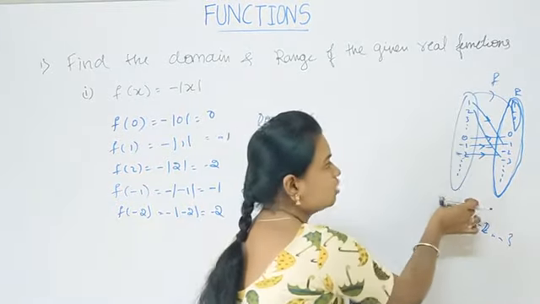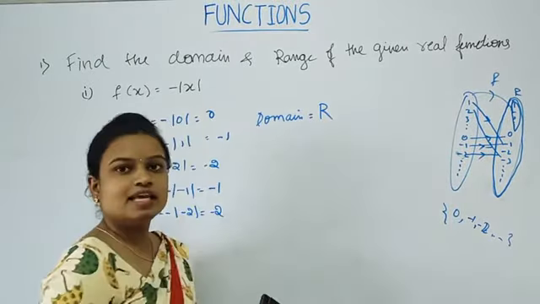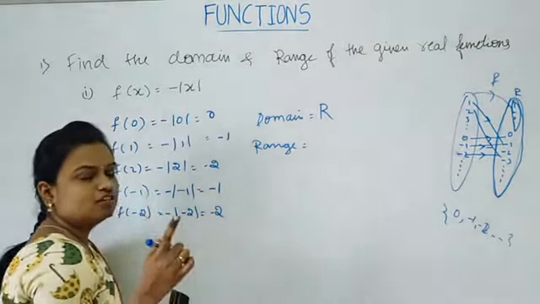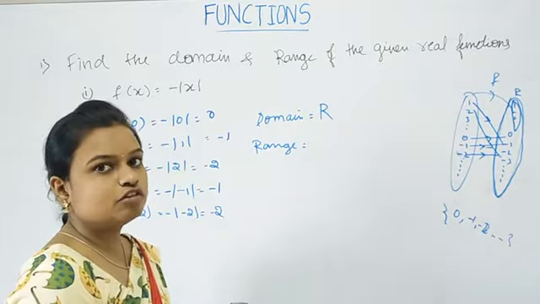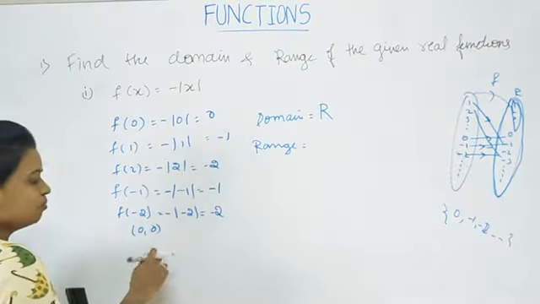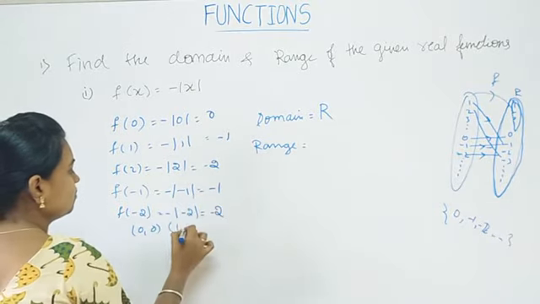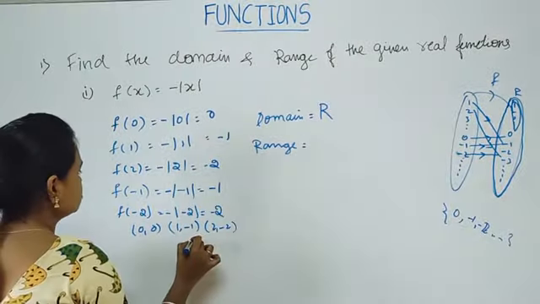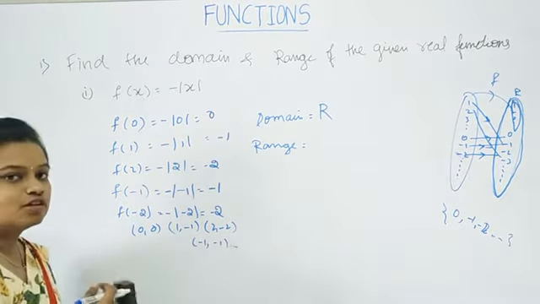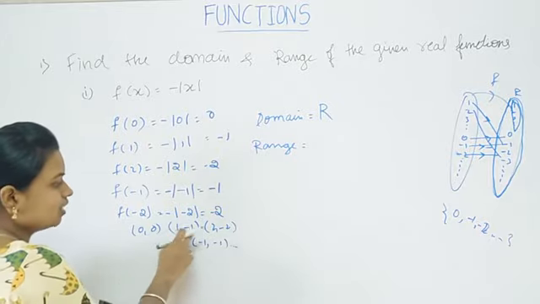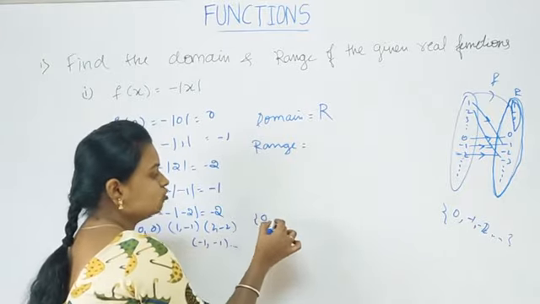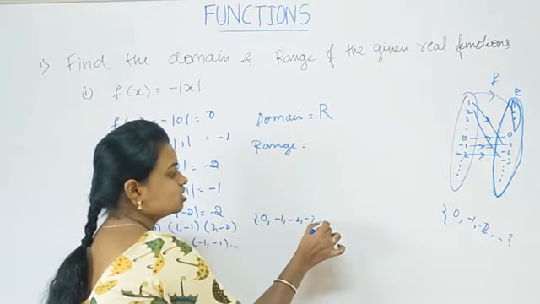So what is the domain here? Set of all real numbers. What is the range? We already know that range means the set of all second elements of the ordered pairs. 0 is mapped to 0, 1 is mapped to minus 1, 2 is mapped to minus 2, minus 1 is mapped to minus 1, and so on. So what is the set of all second elements? 0, minus 1, minus 2, and minus 1 gets repeated. So it becomes 0, minus 1, minus 2, minus 3, minus 4, and so on.